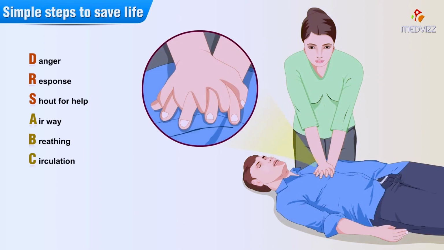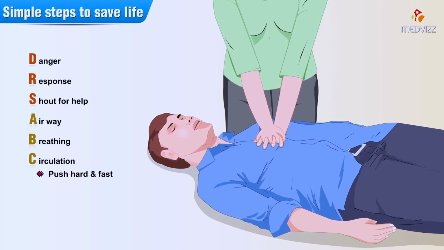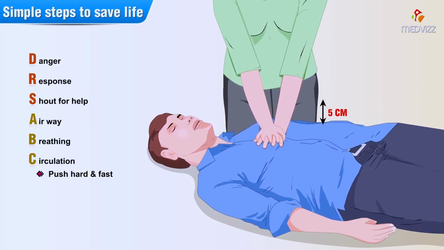To perform compressions, you place the heel of your palm in the middle of the person's chest, place the other hand on top and interlock your fingers. This is for adults. Make sure your arms are straight and your elbows are locked. Then start your compressions. Make sure your compressions are hard and fast. Hard in the sense that it has to be about 5 centimeters deep, and fast in the sense that you have to give about 2 compressions per second, because if you give less or more, it might not be as efficient as you want it to be.